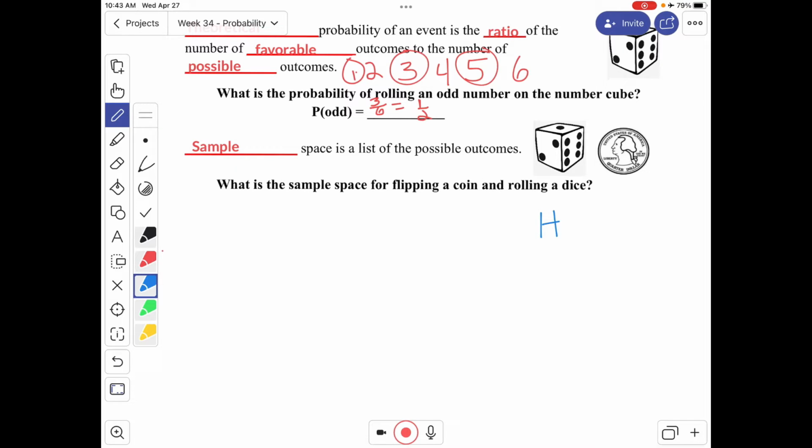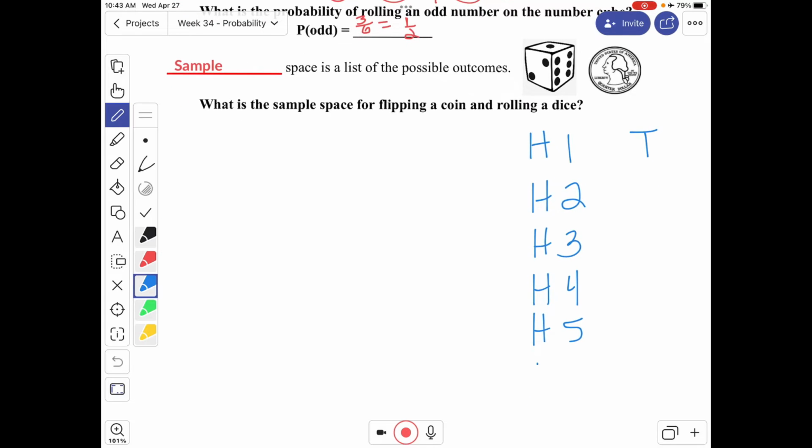Like on a coin, I could either get heads or tails. Well, if I got heads, then I could get 1 on the dice. Or I could get heads and then 2 on the dice. Heads and then 3, heads and then 4, heads and then 5, heads and then 6. Or if I got tails, I could get tails then 1, tails then 2, tails then 3, and so on. So these are all the possible outcomes, or the sample space.